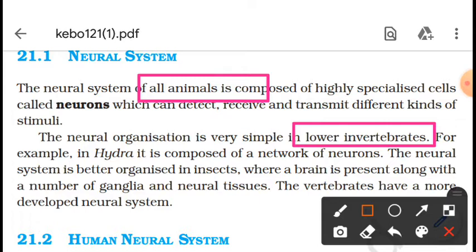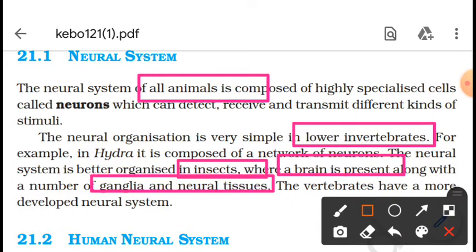If you talk about the hydra and its neural system, it is made up of a network of neurons. The neural system is better organized in insects. Here, a brain or a group of ganglia is present. Neural tissue is present, and this way in insects and some invertebrates this type of primitive neural system is arranged. What about vertebrates?